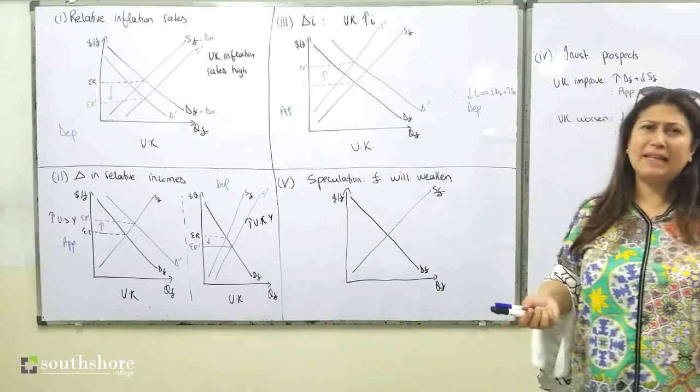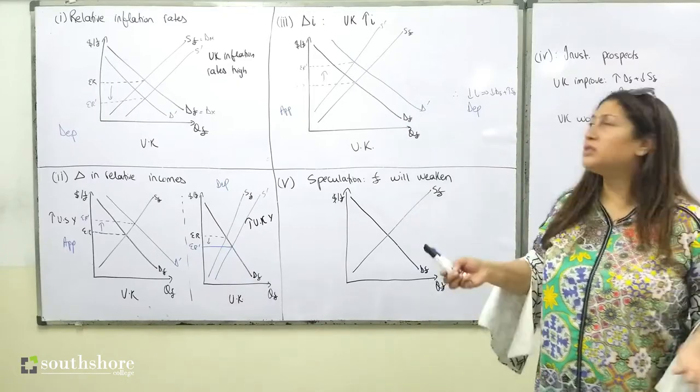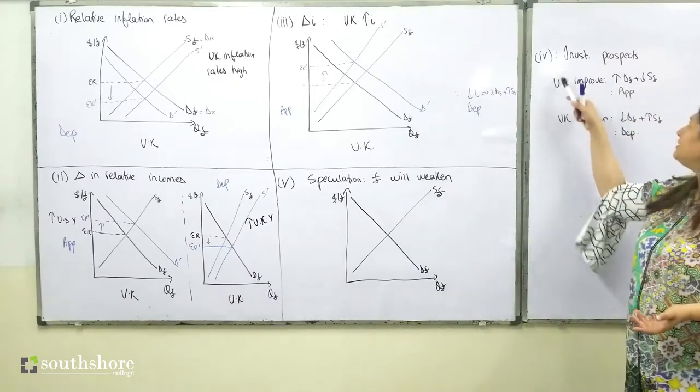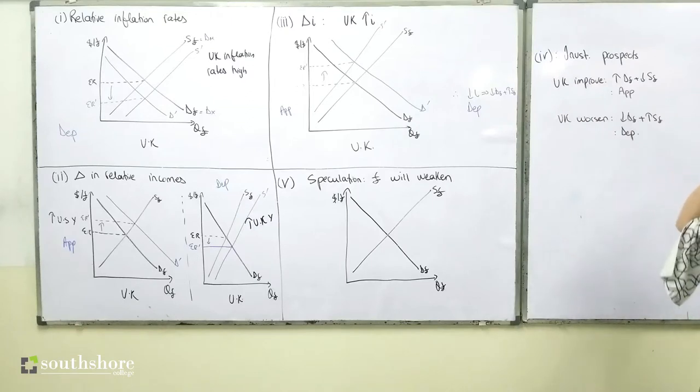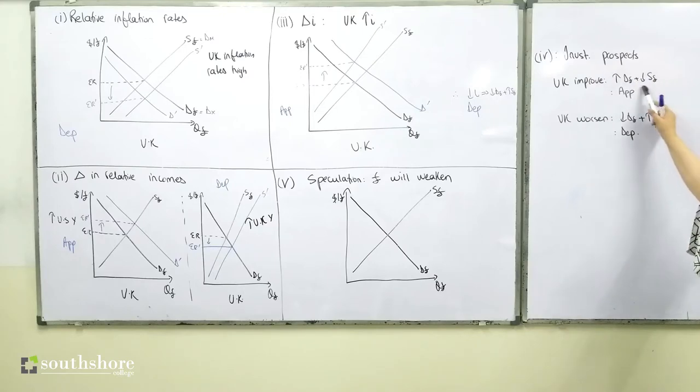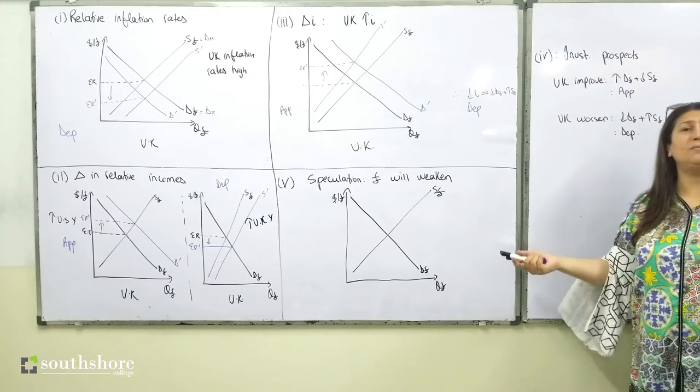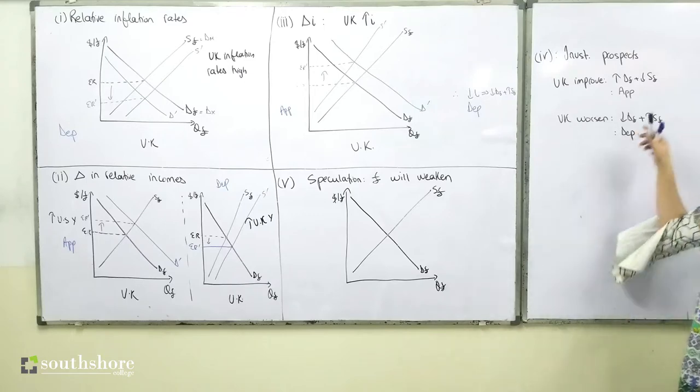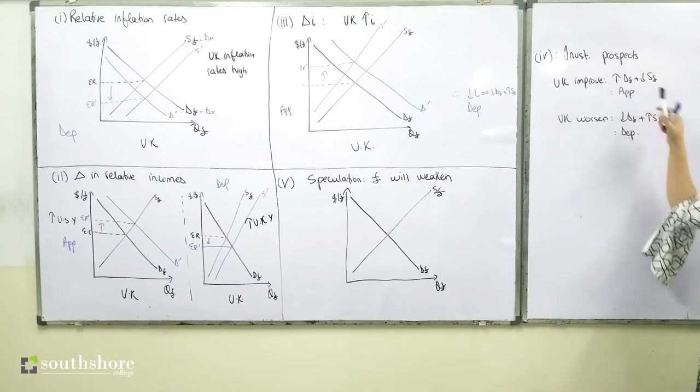I haven't seen many MCQs about this, but in case you want to put it into an answer, it's really straightforward. If UK's investment prospects improve, then people will want to invest in the UK, the demand for pounds will increase. UK residents will not want to send their money abroad, they'd rather invest in their own country. Supply will drop, pound will appreciate.